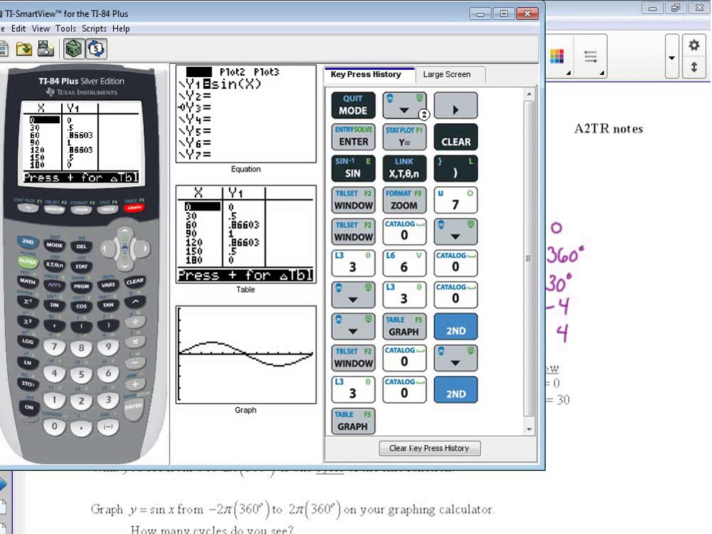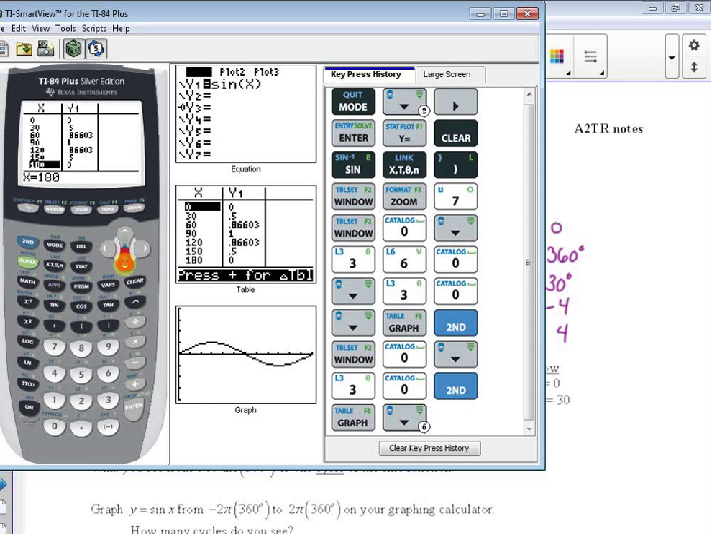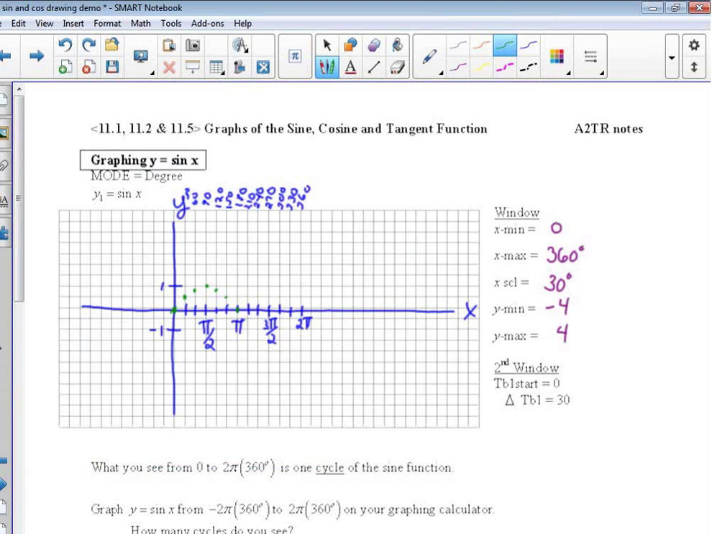If I arrow down through my table to 360, I'm then going in the negatives, -0.5, -0.866. So it's a repetitive pattern. So I'm at -0.5, -0.866, -1, -0.866, -0.5, back to 0. And then I connect it.